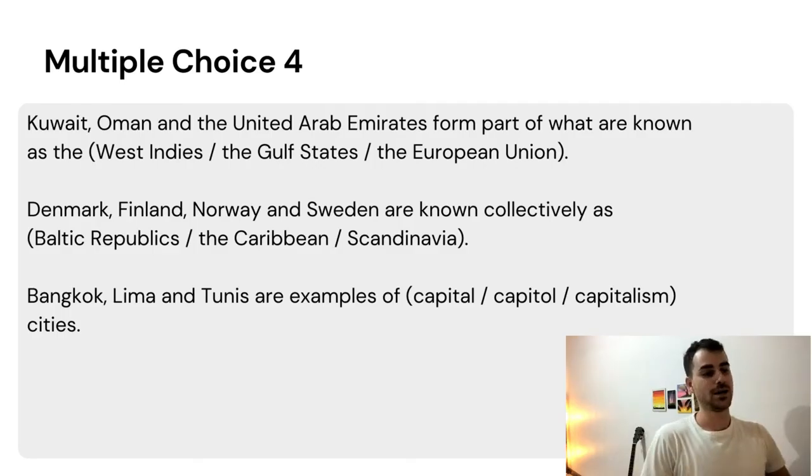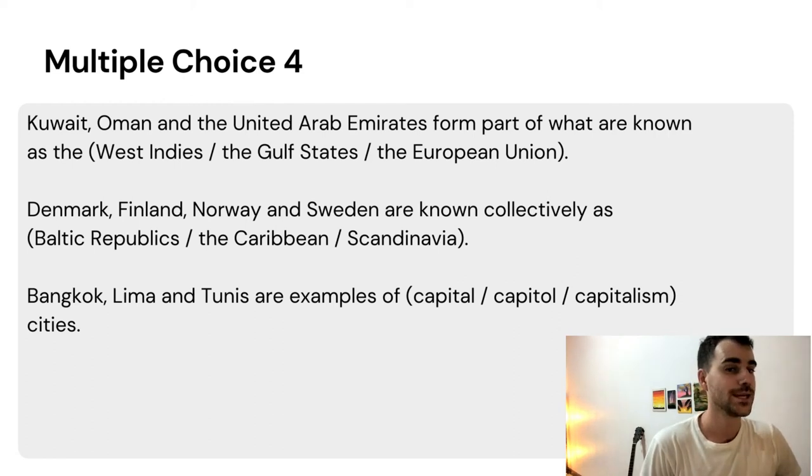Bangkok, Lima, and Tunis are examples of what kind of cities? They're capital cities, but is it capital with an A or an O? It's with an A, capital with an A.